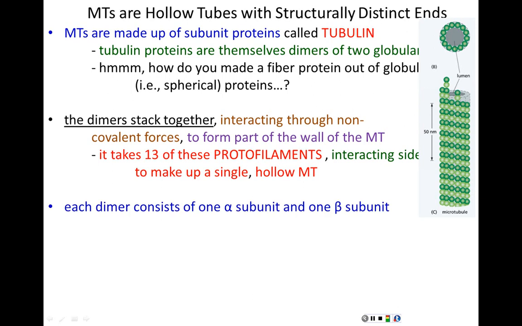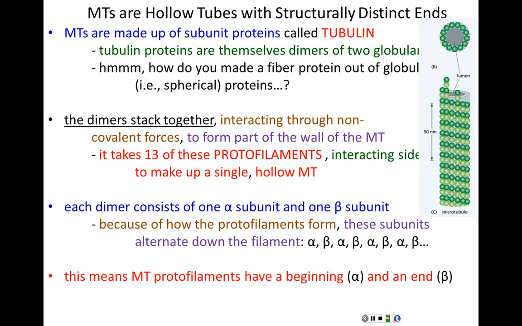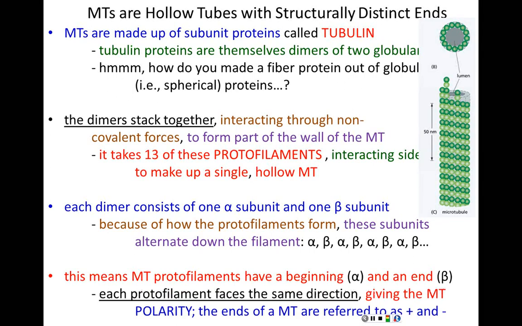I already said, but each of these dimers is made up of two different subunits, an alpha subunit and a beta subunit. Because these subunits are alternating, alpha, beta, alpha, beta, alpha, beta, and because they are all oriented in the same direction, microtubules have a beginning and they have an end. They have polarity. Each protofilament, meaning one of these individual chains, one of these 13 that makes up the tube, faces in the same direction, is oriented with the same pattern. You see the way they're lined up here, they're all oriented in the same way.